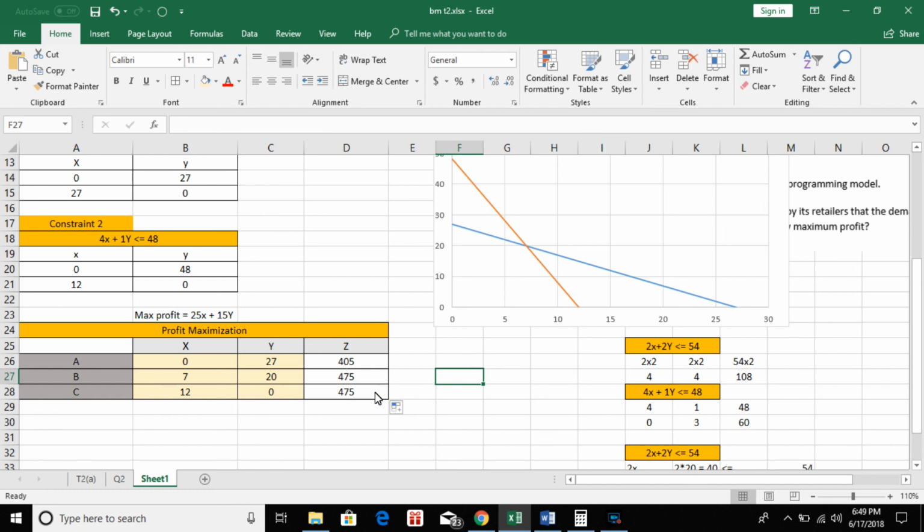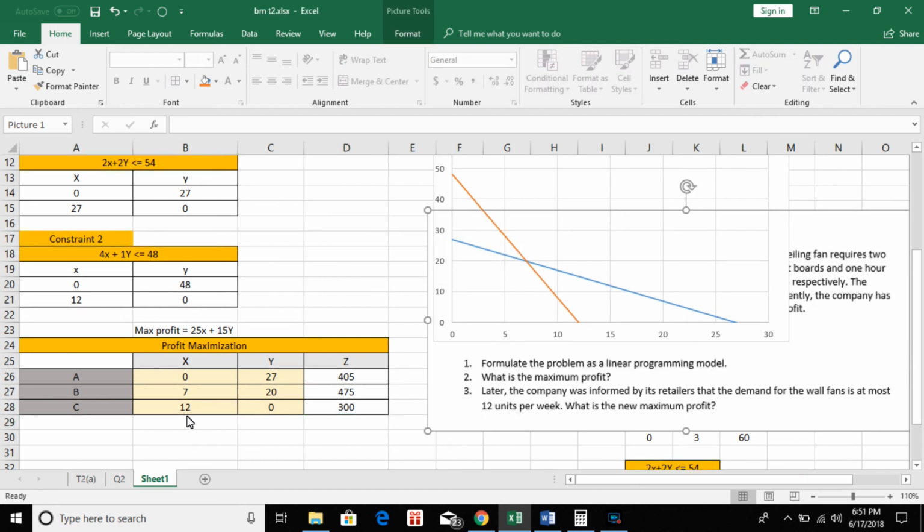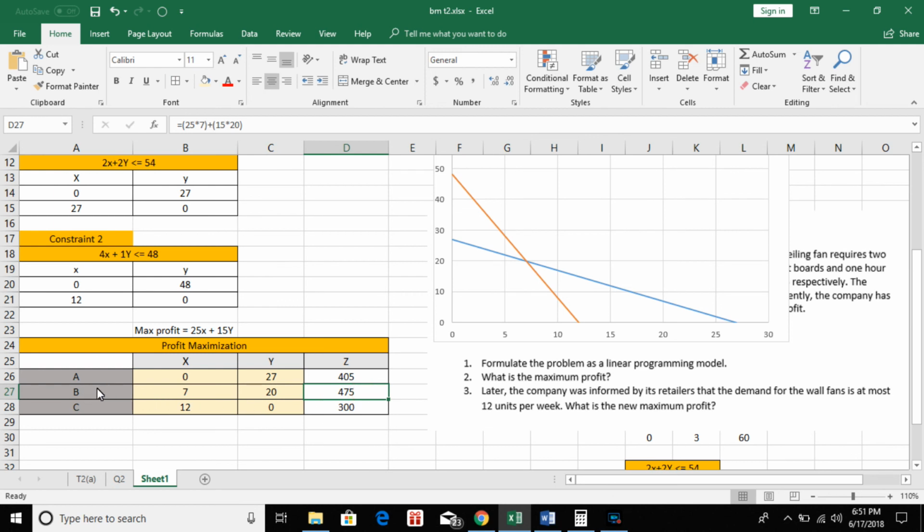So here you can see that we are getting the profit. Dragging it down, put the value of x, 15 times 12, and here is 0, 15 times 0. So we are getting a profit of 300. So we already get our maximum profit, which is at point B.